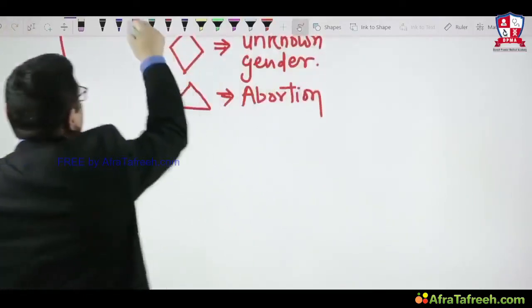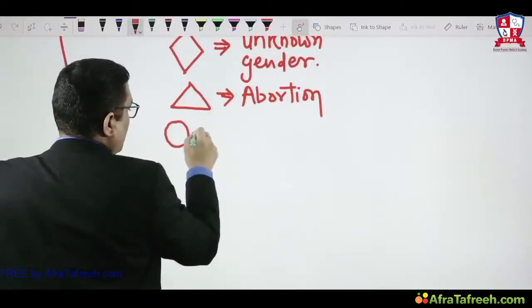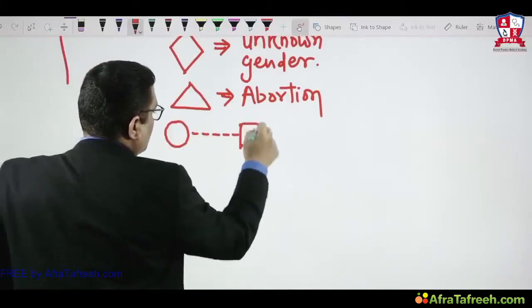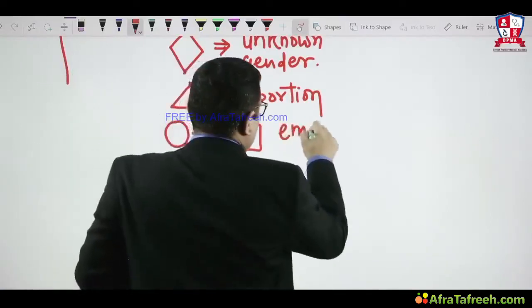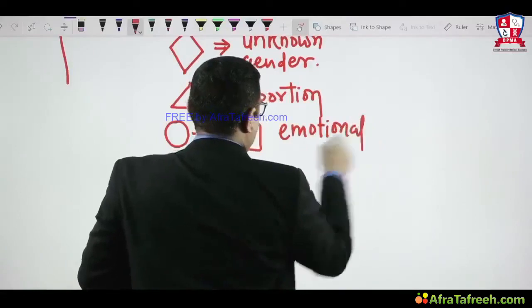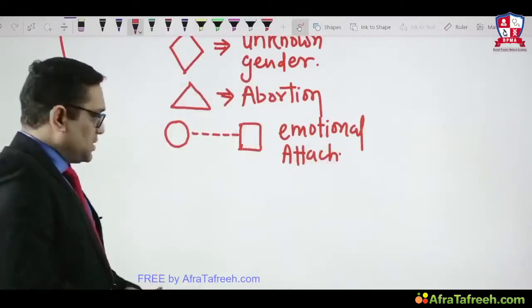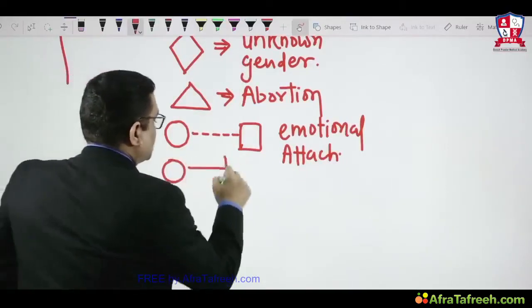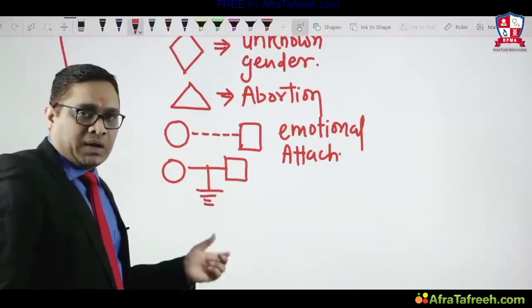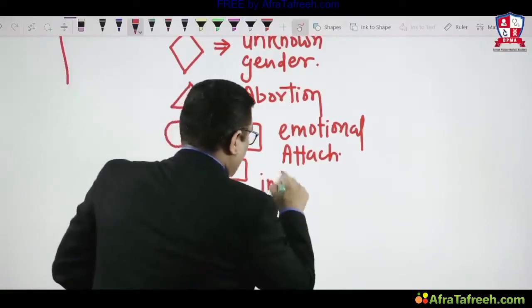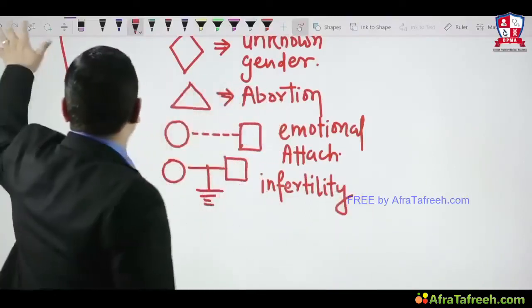If the examiner makes a symbol like this, where he is showing a male and a female with a broken line between them, this is emotional attachment or extramarital affair, right? This symbol was asked earlier in one exam, with emotional attachment. So emotional attachment is shown by broken lines. And when you see a symbol like this, and there is nothing here, it is the sign of infertility, right?